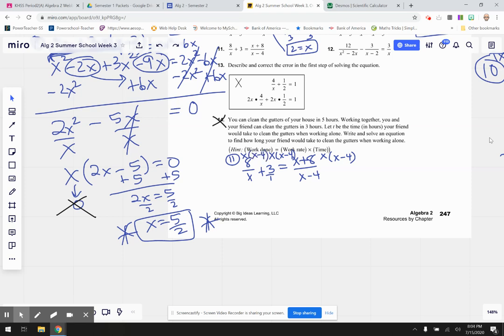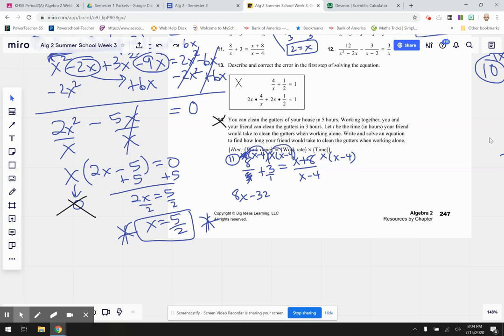So when I multiply this by the first fraction, the x's will cancel. But you're still going to have to distribute the 8 times the x, which would be 8x, and the 8 times negative 4, which is negative 32. 3 times x, and then you got to multiply. Then you got to distribute that.